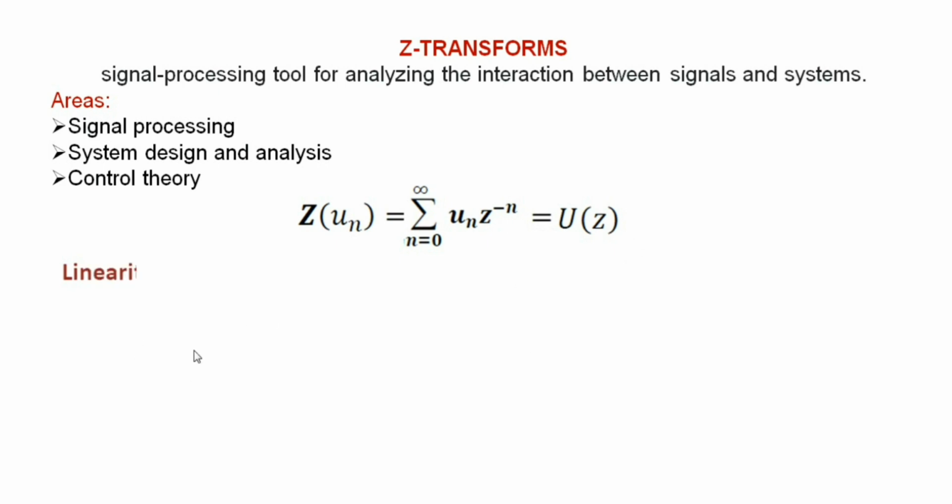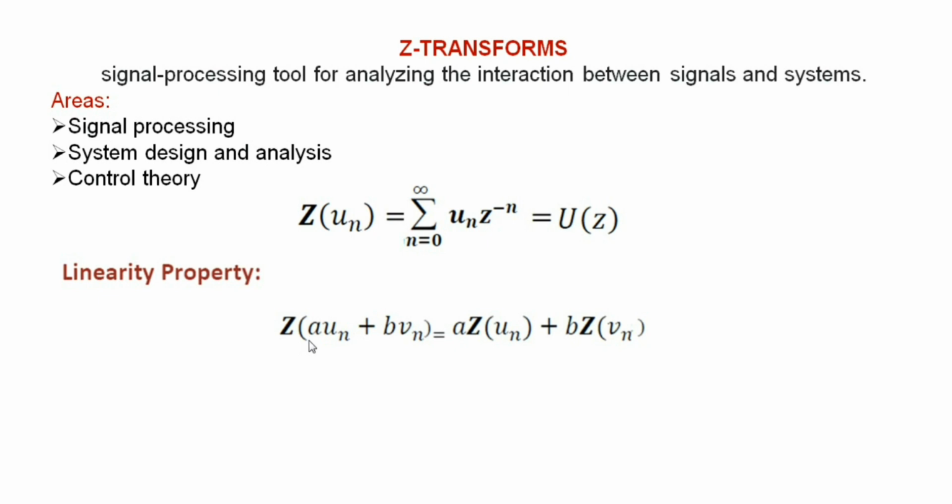What is the linearity property? Let u_n and v_n be two discrete sequences, then Z{a u_n + b v_n} = a Z{u_n} + b Z{v_n}, where a and b are constants.